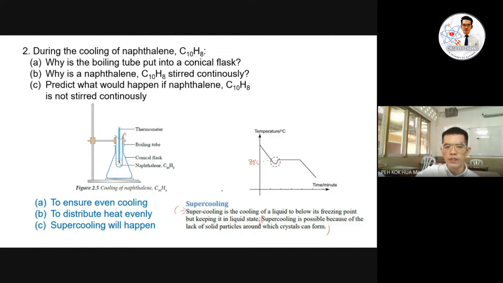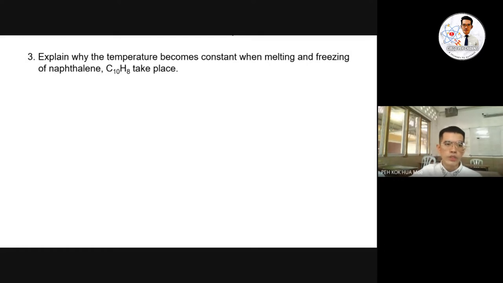So that means that the stirring effect is actually to avoid the crystal forming in the area of the Napoleon. Okay, so the third question: explain why the temperature becomes constant when melting and freezing of Napoleon take place.